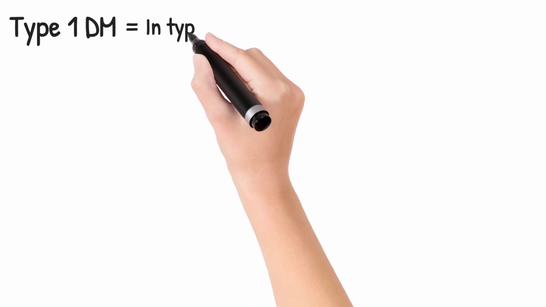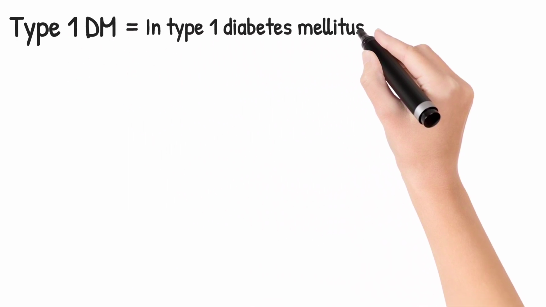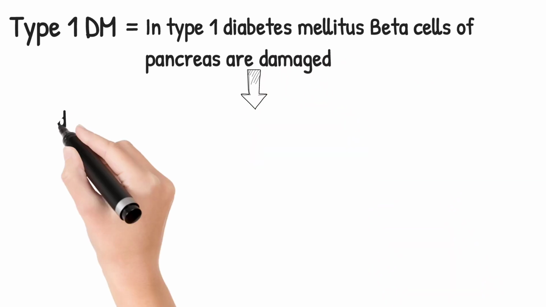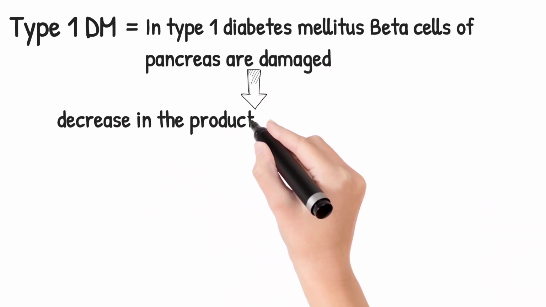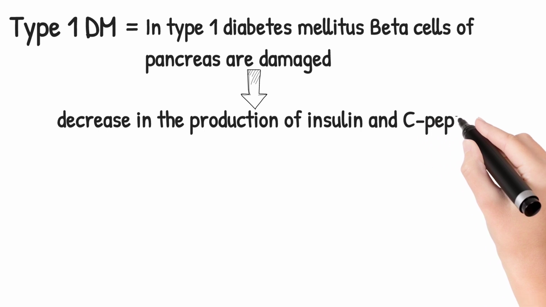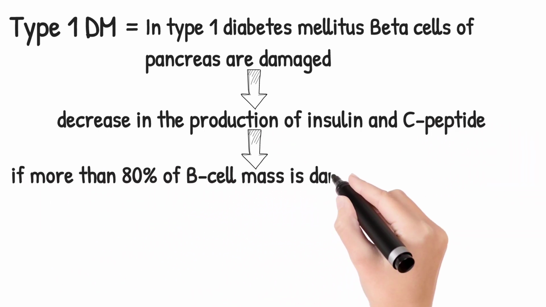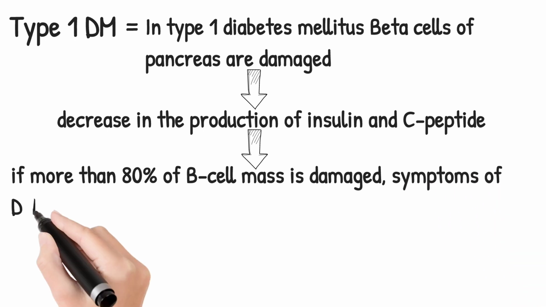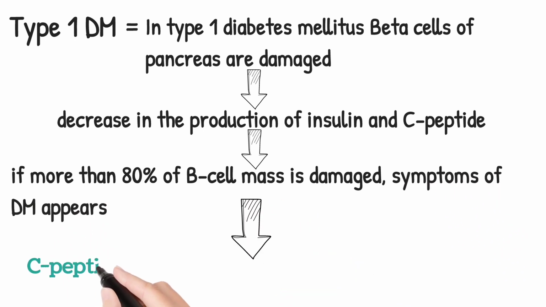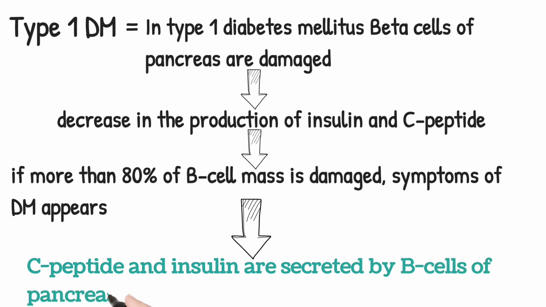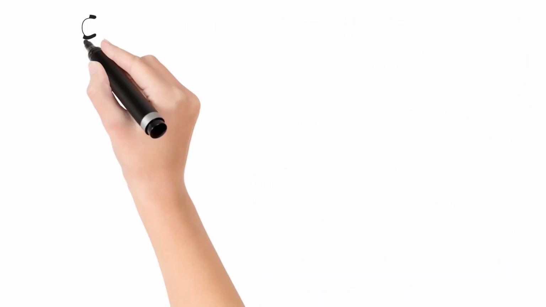Type 1 diabetes mellitus. In this type of diabetes mellitus, beta cells of pancreas are damaged, which causes a decrease in the production of insulin and C-peptide. If more than 80% of beta cell mass is damaged, symptoms of diabetes mellitus appear in the patient. C-peptide and insulin are secreted by beta cells of pancreas in a 1:1 ratio.